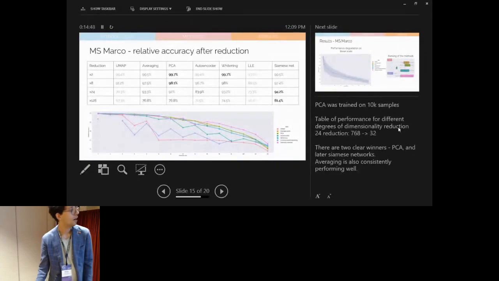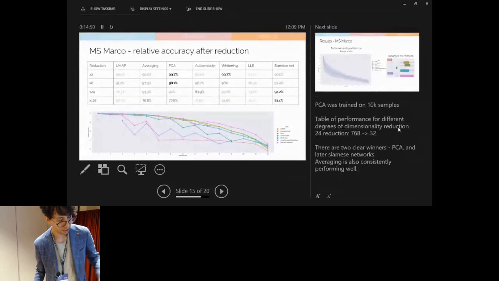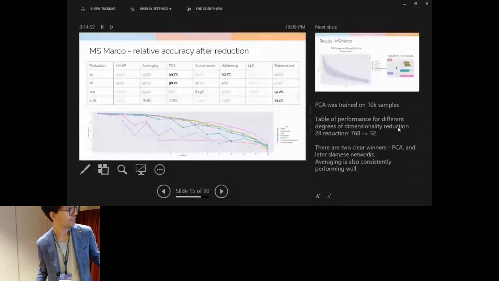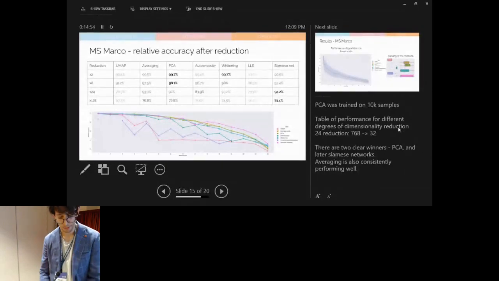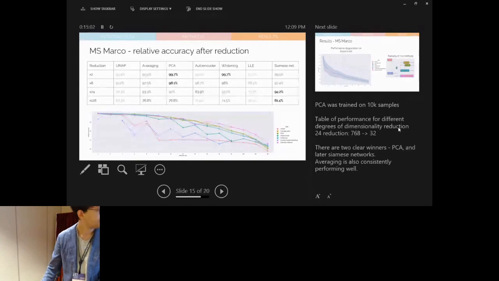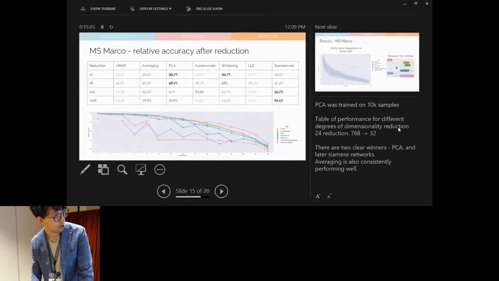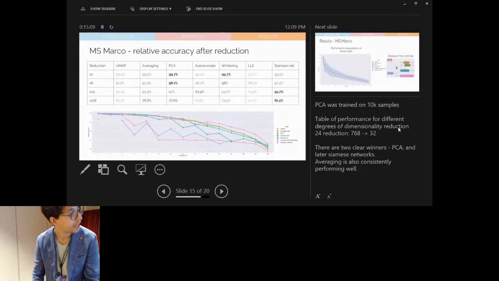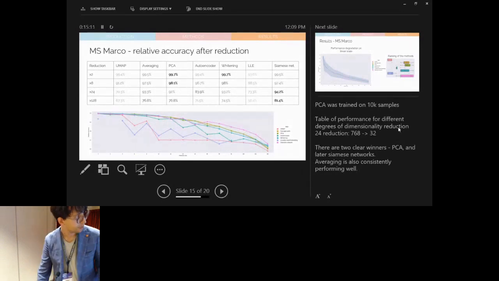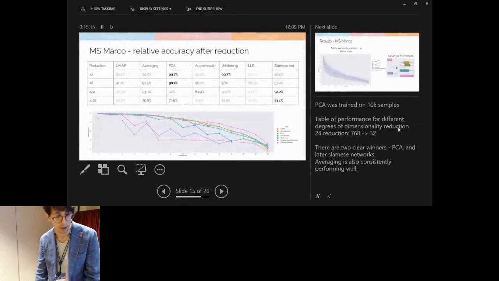So, as you can see from the table and from the graph, there are 2 winners. The first, for the smaller reductions, is PCA, which is performing better than at least I expected. And then for the larger reduction rates, it gets overtaken by the Siamese network. And also, the simple averaging does pretty well consistently.